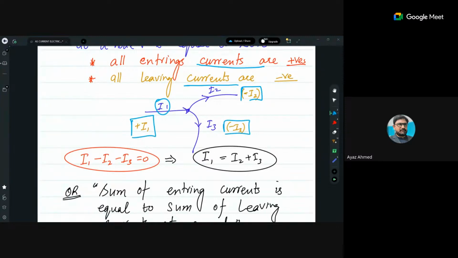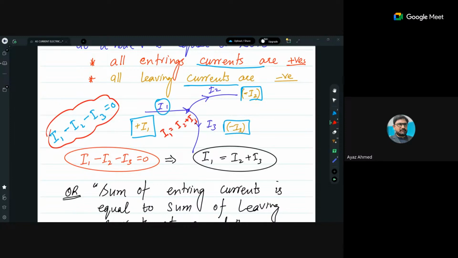That is why if I apply the statement, then I1 minus I2 minus I3 is equal to 0. That tells us that the algebraic sum of all the currents goes to 0. But if I say that the sum of all the currents entering equals the sum leaving, then I can say that I1 is equal to I2 plus I3. Is this clear to all?